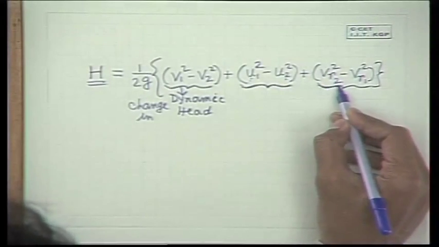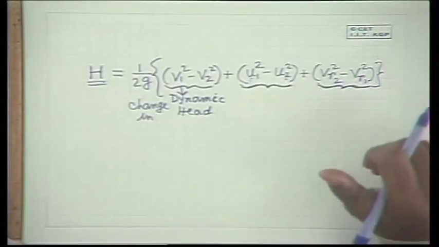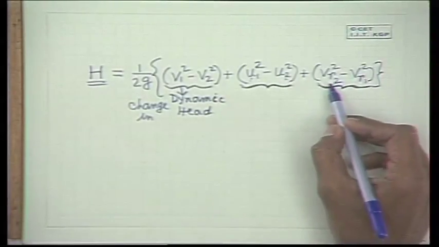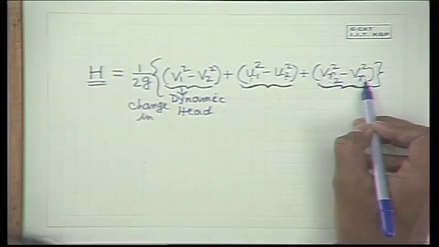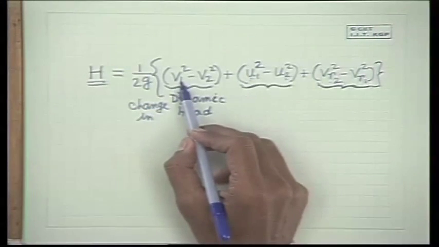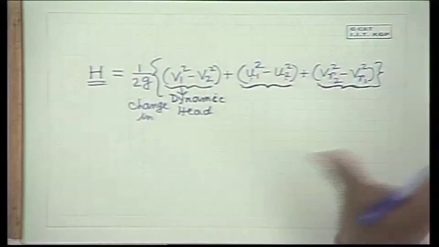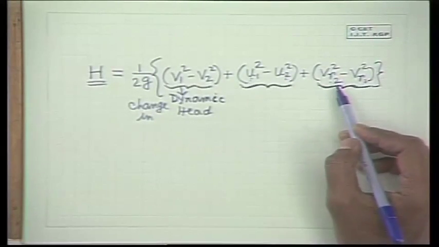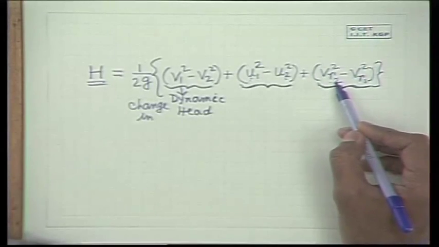What is the contribution of the third term, which is very important and also very interesting? Physical significance: it is obvious from the mathematical expression that it is the change of relative velocity. And one interesting thing is that, where everything else has the first as inlet and the second as outlet, here it is just the opposite. That means it is the change of velocity head, based on the relative velocity, from the outlet to the inlet.